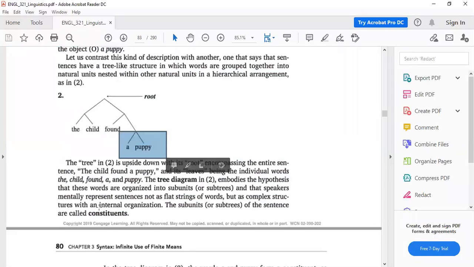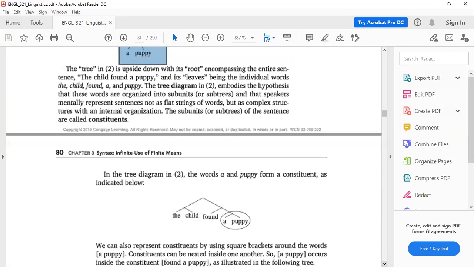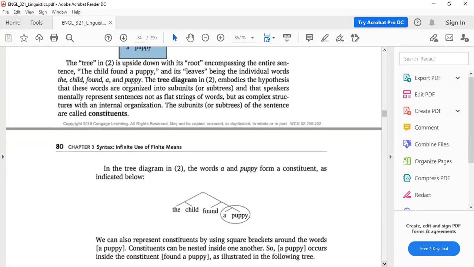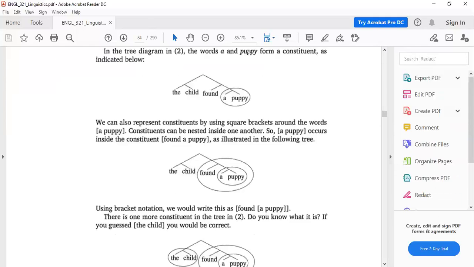This is called internal organization, and sometimes we call it hierarchical structure. Hierarchical structure means that something is included in something else. You see, this is what I said. The words a and puppy form a constituent. So like we say, the child found what? What's the answer? A puppy. So a puppy is a constituent.